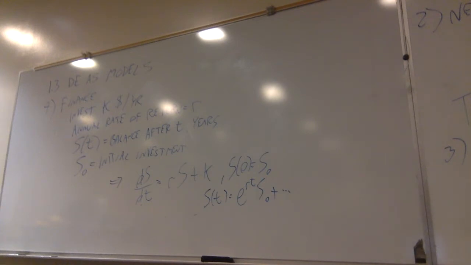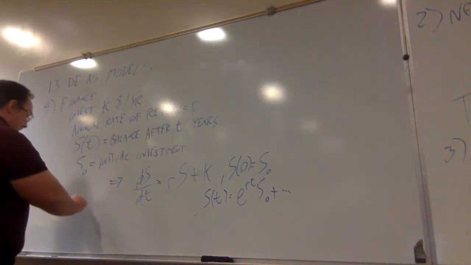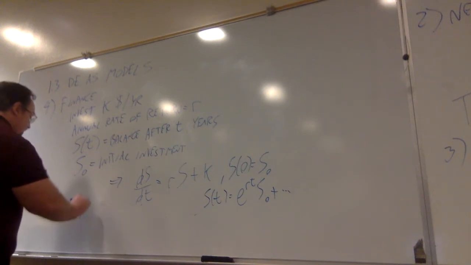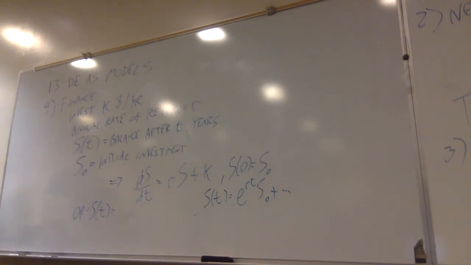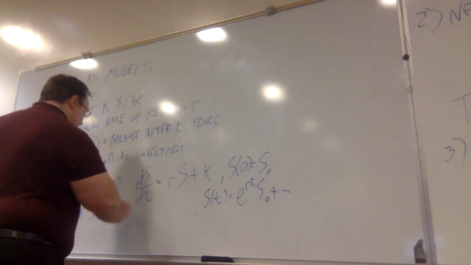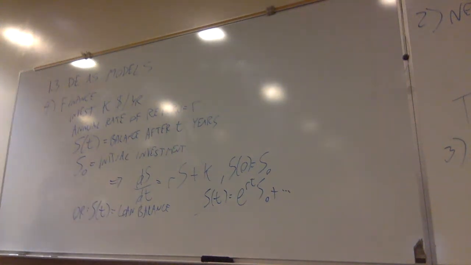Now, I could take this equation and flip it around to describe another financial application. So what if S of t, instead of referring to the value of an investment, is the balance of a loan? So S naught is the amount that you were loaned originally. R would be the interest rate of the loan.